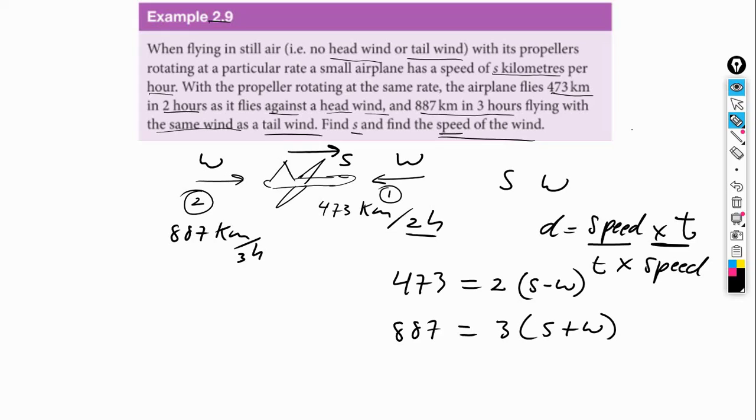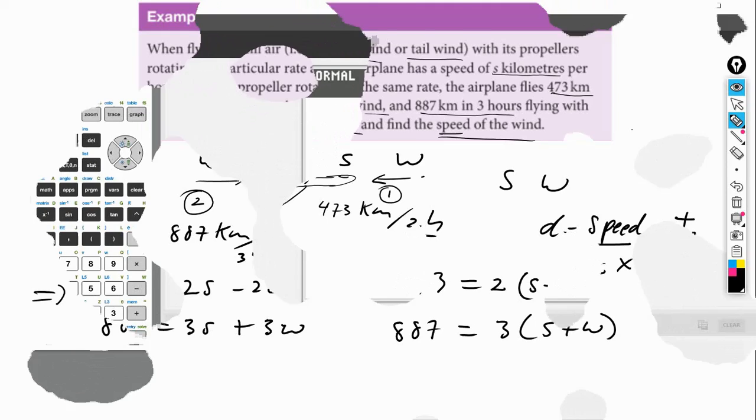So let's rearrange this a little bit. Let's do that over here. So this is going to be that 473 is equal to 2s minus 2w, and that 887 is equal to 3s plus 3w. So notice that now we have a system of equations with 2 unknowns and 2 equations. So because this is part of the technology section in the book, I'm going to show you how to use the GDC to solve these simultaneous equations without graphing.